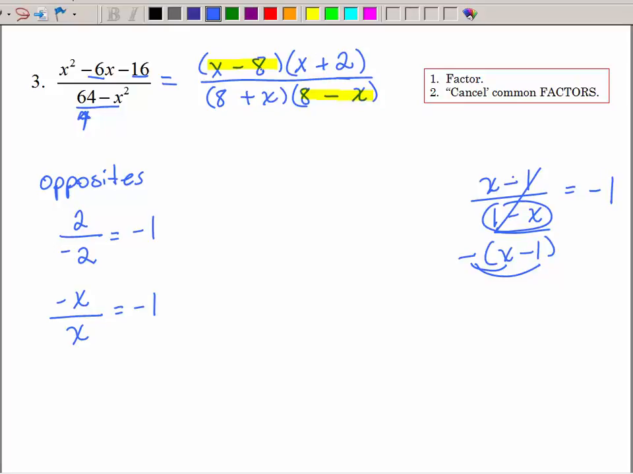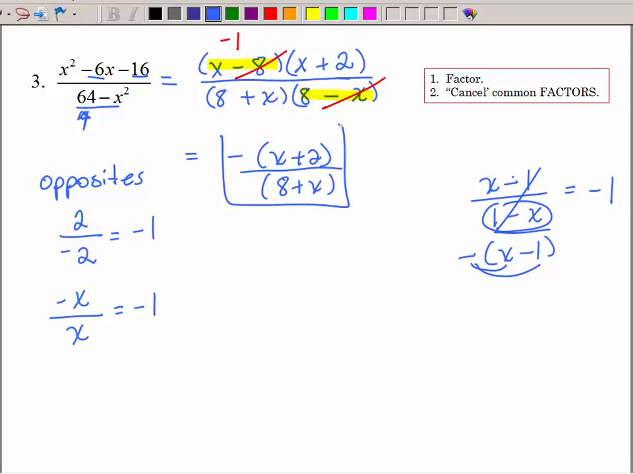So even though x minus 8 and 8 minus x are not the exact same factor, they are opposites. So I can reduce them, but it doesn't leave a 1. It leaves a negative 1. Can you put that on the bottom? Yes, you can. I just like to put that negative 1 on top, just a habit. And so my answer is going to be negative 1 times x plus 2 over, you could write it as 8 plus x or x plus 8. It doesn't matter. But you've got to have that negative, and you have to be able to recognize those opposites.